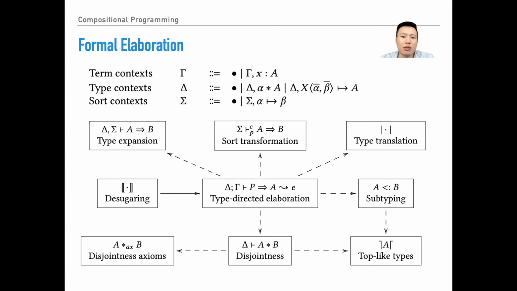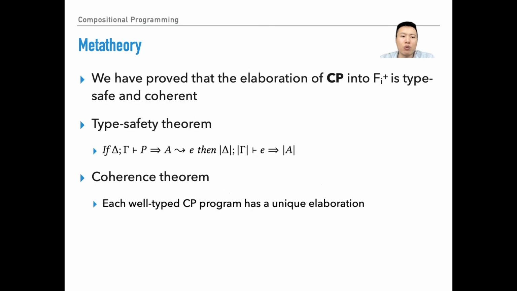During type checking, the subtyping is checked, which relies on top-like types. Top-like types are types isomorphic to top. Also, disjointness is checked during type checking, which further relies on an axiom. We proved that the elaboration from CP to Fi+ is type-safe and coherent.